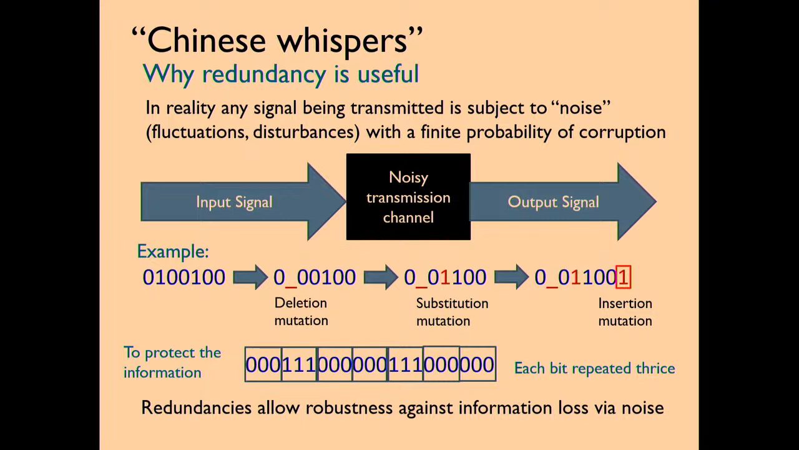How to correct for this? In telecom, you do this by essentially providing redundancy. So each bit is repeated thrice. Okay? So instead of sending information as 0100100, you present it as 000, 111, 000, 000, 111, 000, 000. Why is this more robust?